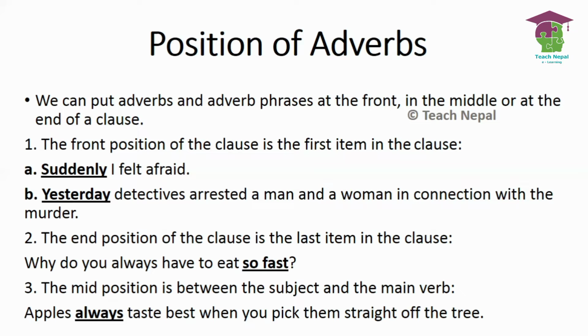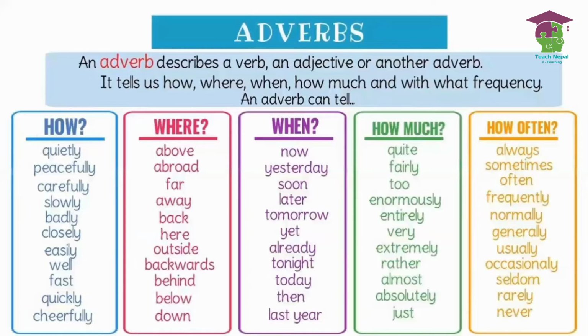So the mid position is between the subject and the main verb. We can use the adverb while writing in the mid position between the subject and the main verb. For example, Apple always tastes good. In this way, between the subject and the main verb, you can use it while writing in the middle position. So you can see adverbs describe a verb, an adjective, or another adverb, right?